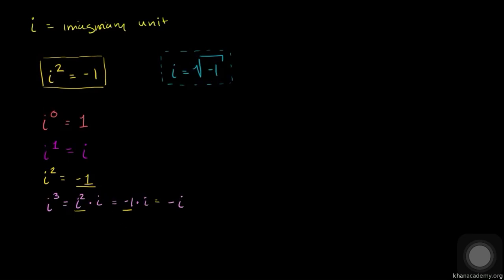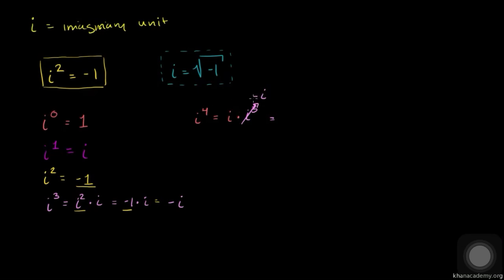Now what happens if we take i to the 4th power? Well, once again, this is going to be i times i to the 3rd power. But what was i to the 3rd power? i to the 3rd power was -i. So i times i would give you -1, but you have a negative out here. So it's i times i is -1, and then you have a negative. That gives you +1, that gives you positive.